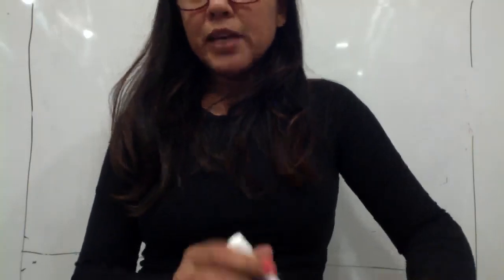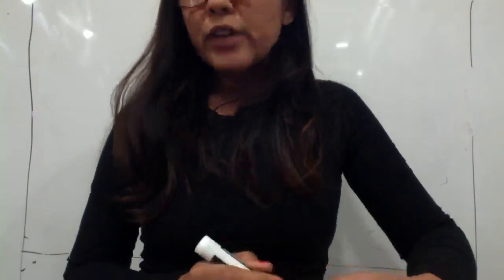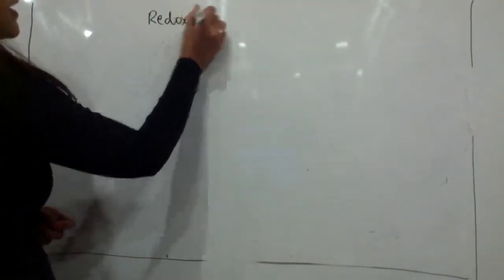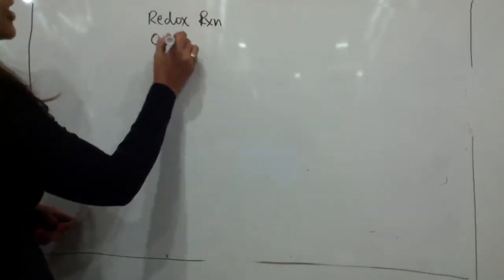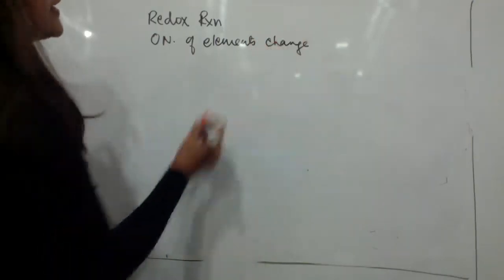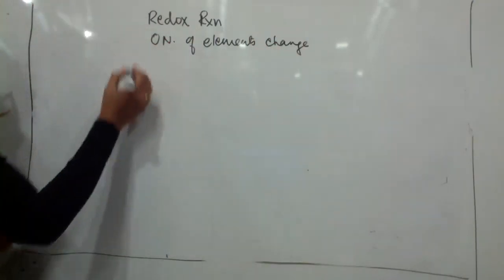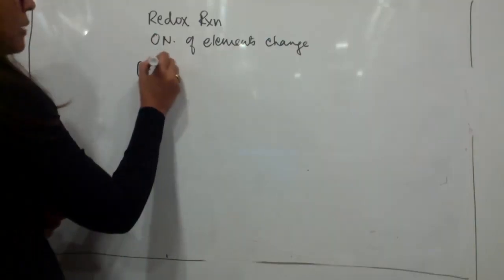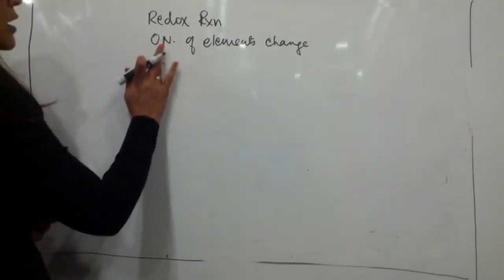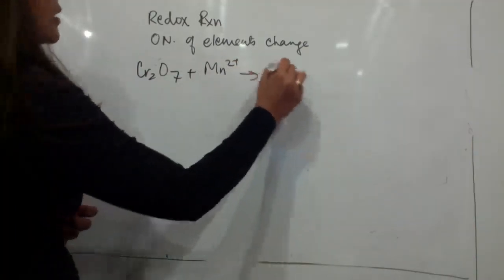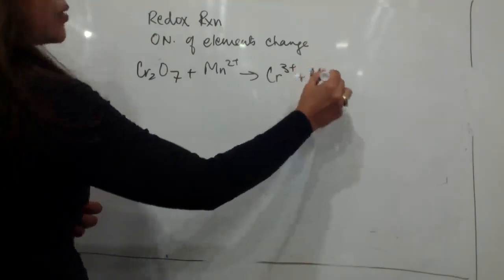Oh, I did not, Animesh. Good reminder. I didn't do redox reactions, and I will be happy to do redox reactions. Redox reactions basically are where the oxidation number of elements changes from reactants to products, indicating electron transfer. And for a redox reaction, let's say Cr2O7 2- plus Mn2+ gives you Cr3+ plus MnO2.